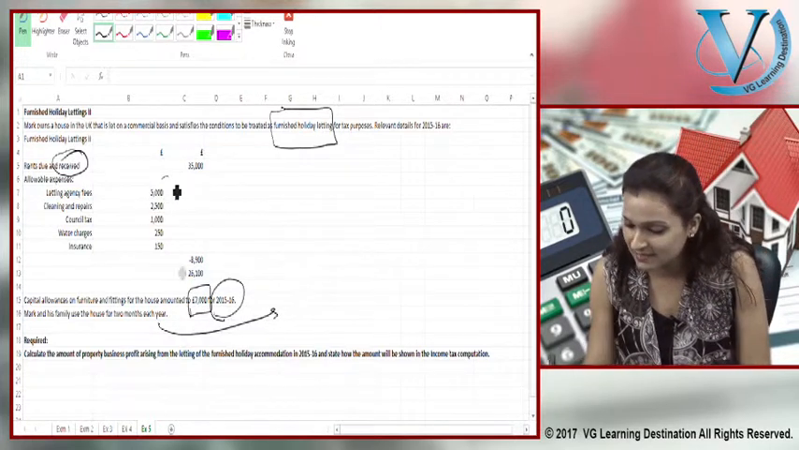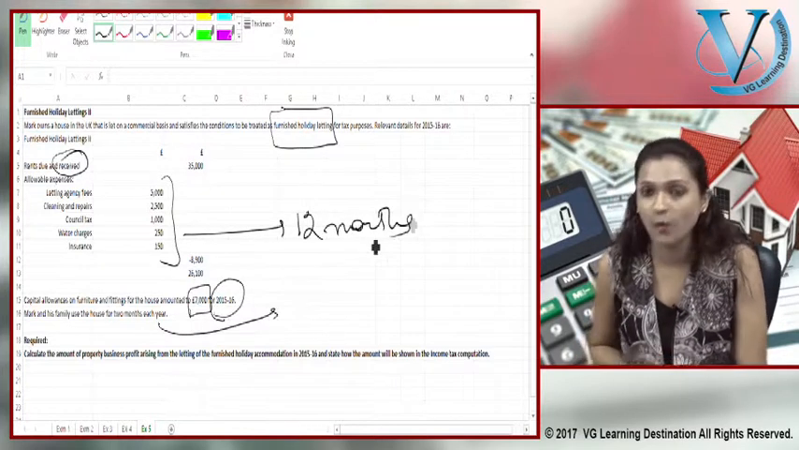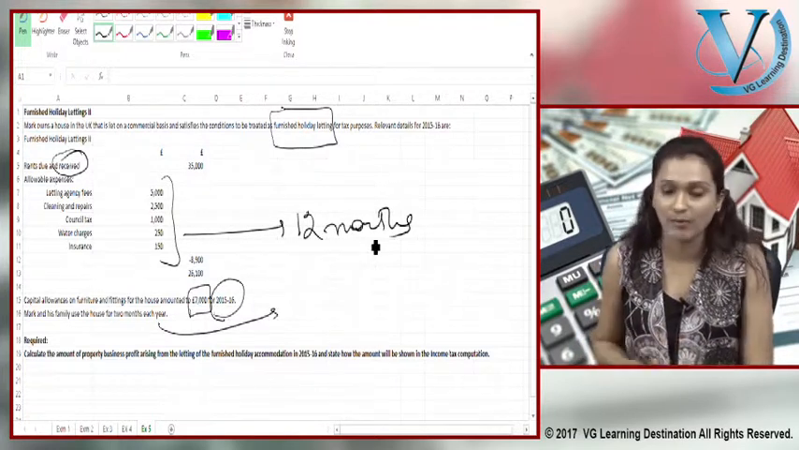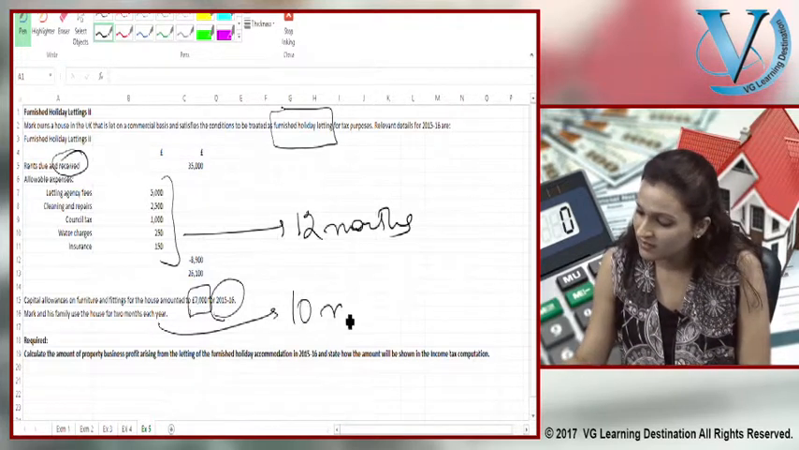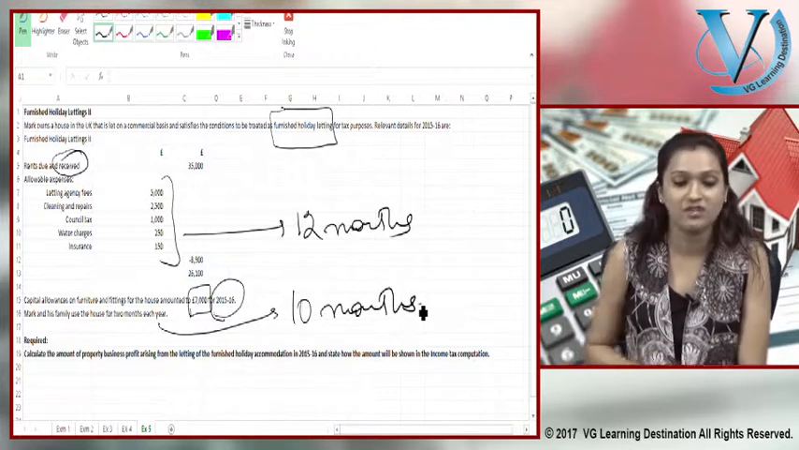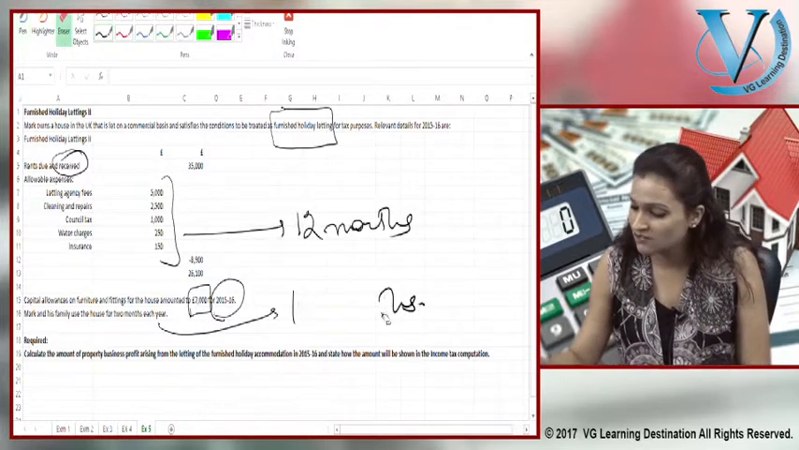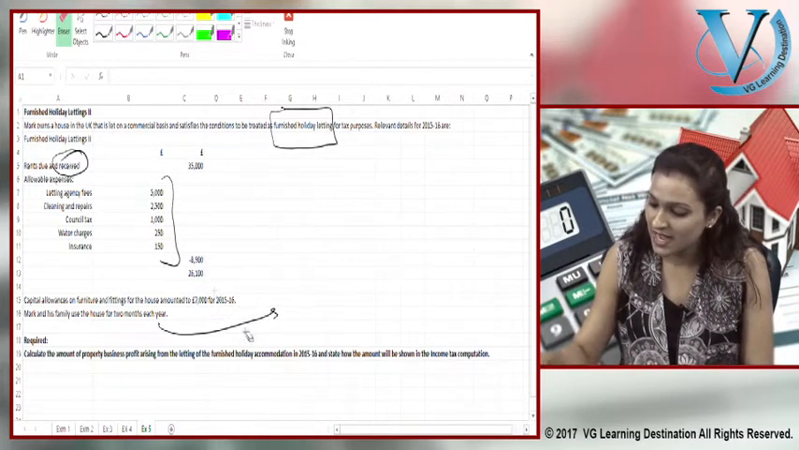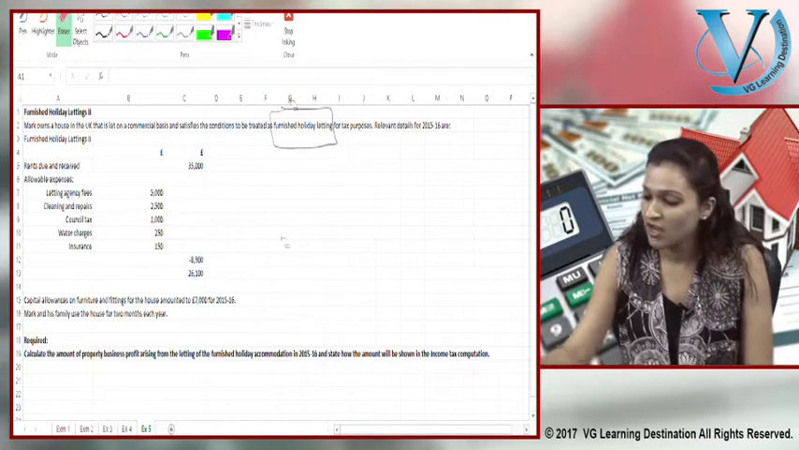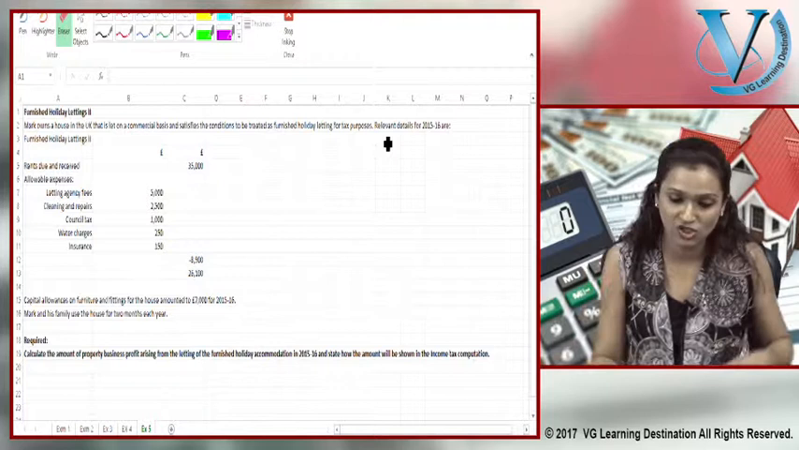Mark and his family use the house for 2 months each year. So all of these expenses are for 12 months. However, the said accommodation has only been let out as an FHA for 10 months. Why? Because for the remaining 2 months it is being used by Mark himself. So let's have a look at how we can calculate the business profits arising from the FHA for the given time frame.